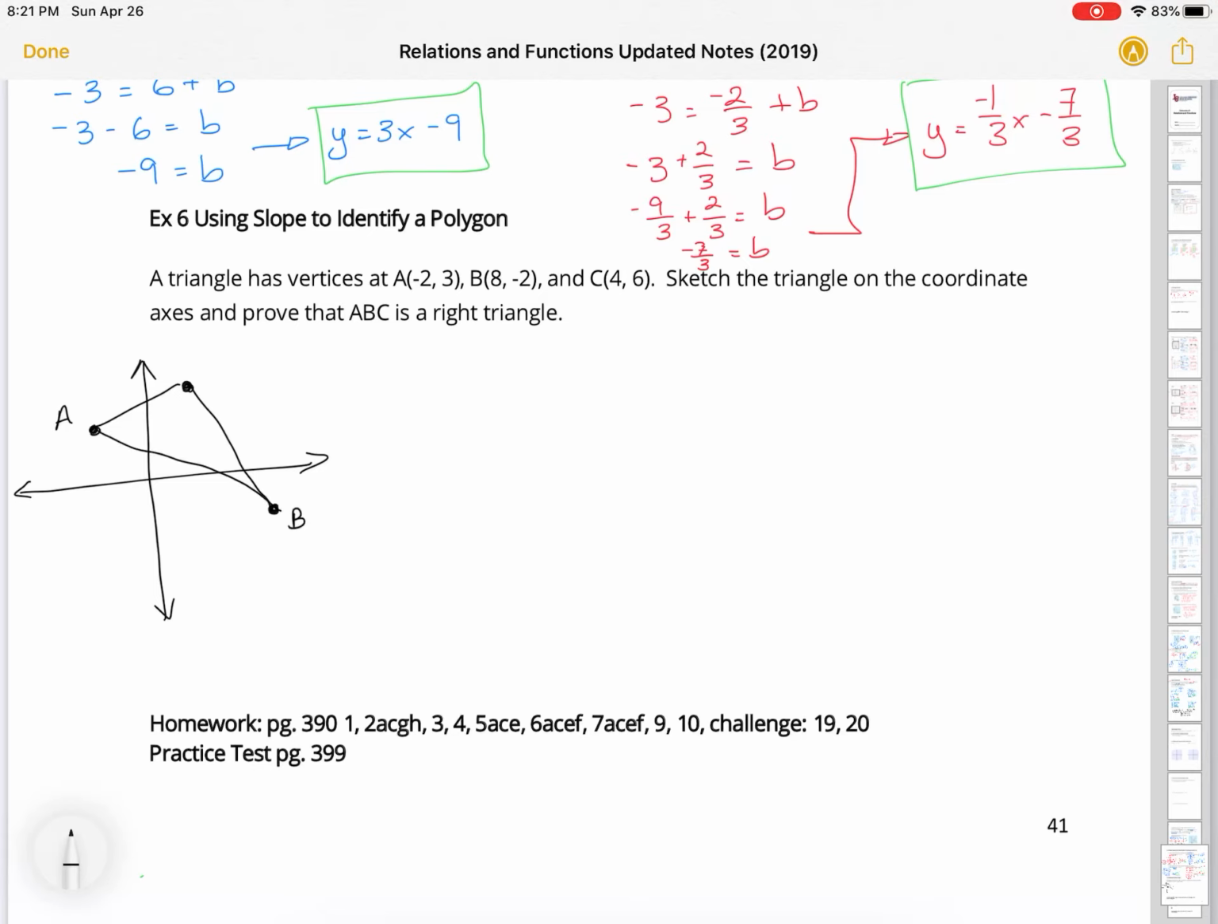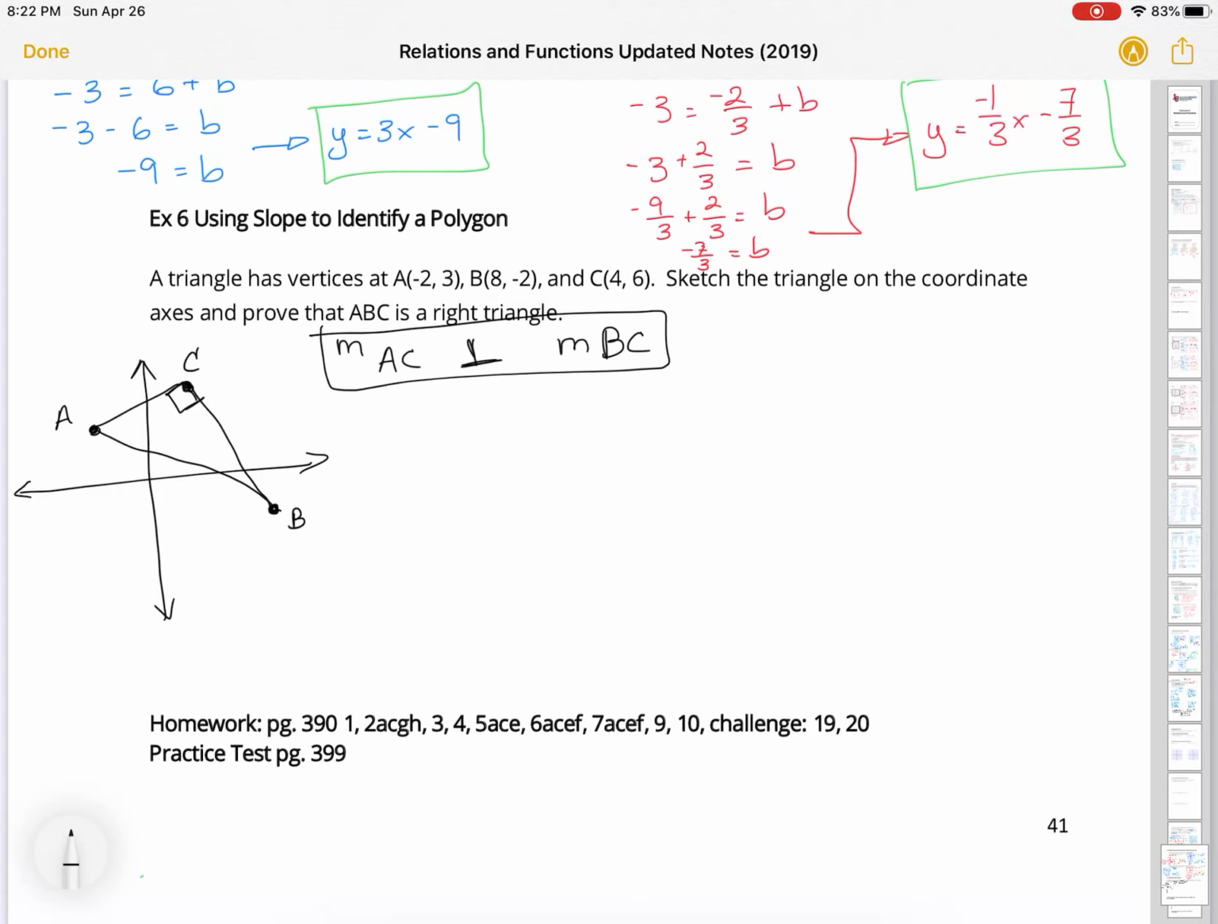Okay, so it says sketch the triangle on coordinate axis. If you have real graph paper, that's even better. And they want us to prove that ABC is a right triangle. So we want to see, is this a right triangle? So what that means is that if this is going to be a right triangle, that means that slope AC must be perpendicular to the slope of BC, okay? So that's what we have to prove.